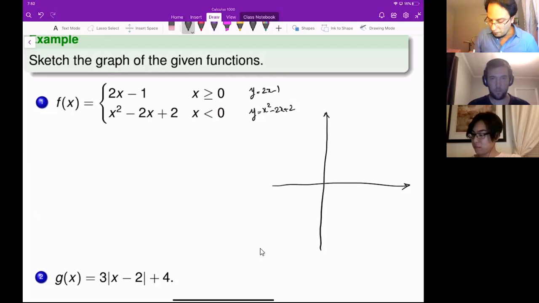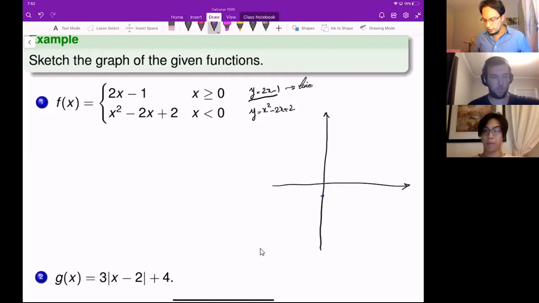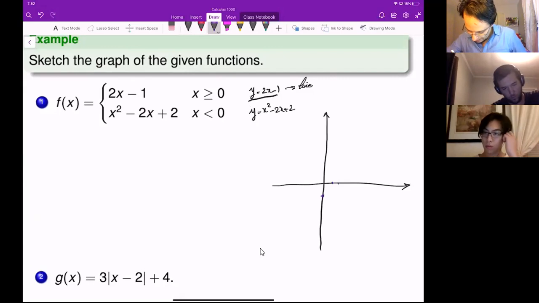So, for example, y = 2x - 1. This is a line. To sketch the line, you need to find 2 points. For example, when you set x equal to 0, you will get -1. So this will be 1 point. And another point will be at x = 1/2. So if this is 1, this will be another point. So this is the line.